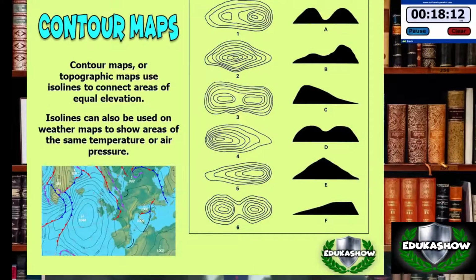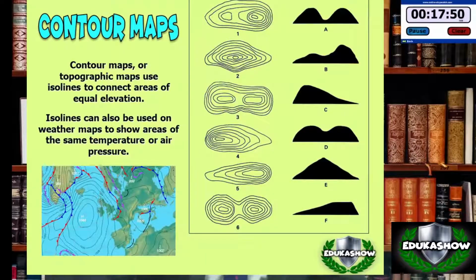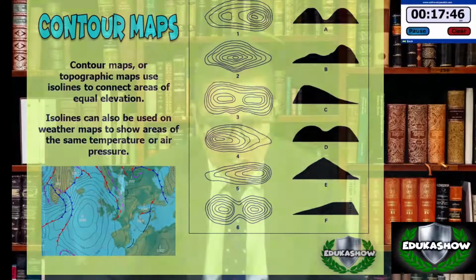Isolines can also be used on weather maps to show areas of the same temperature or air pressure. Just look first of all at the map from the bottom. You're looking at a weather map which has isolines, and these lines are showing different areas of pressure. Air pressure is how heavy the air is at that particular place, and it has to do with a lot of phenomena that we're going to be looking at later on.